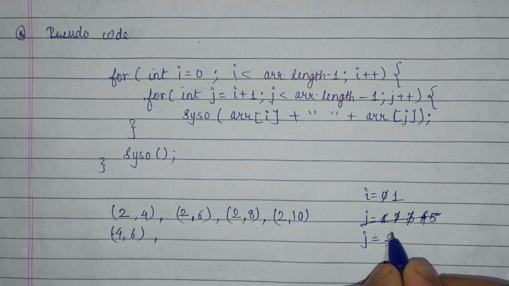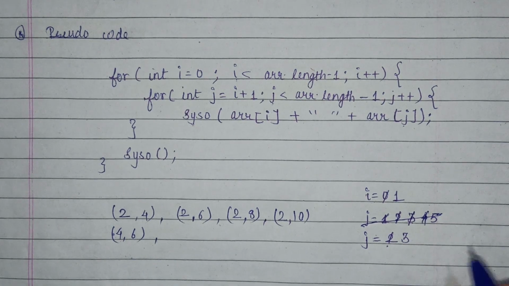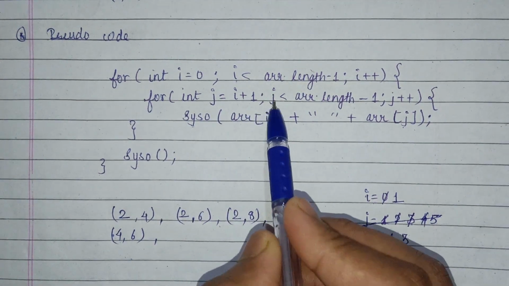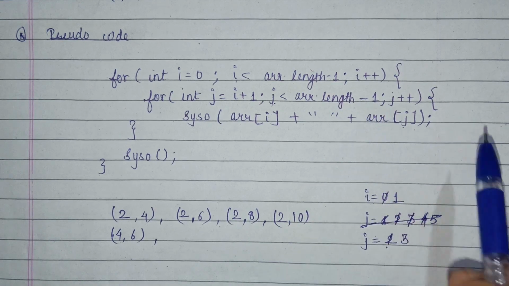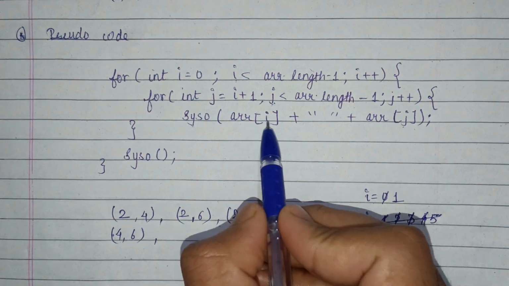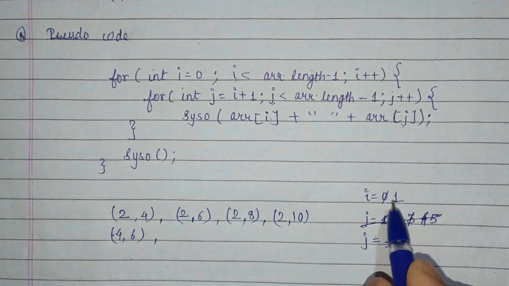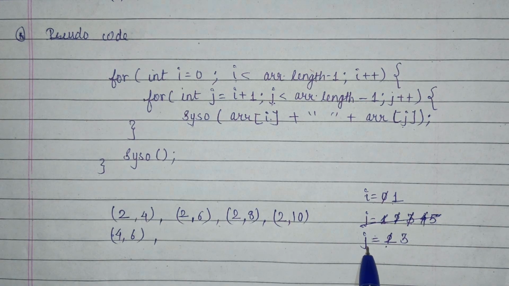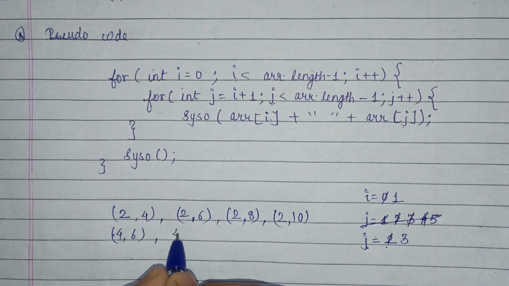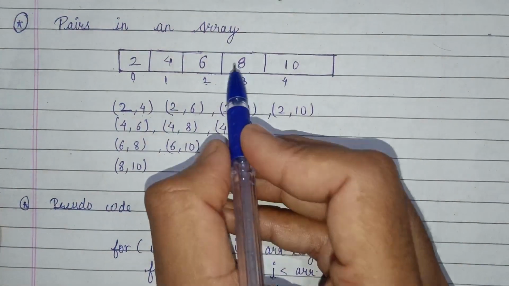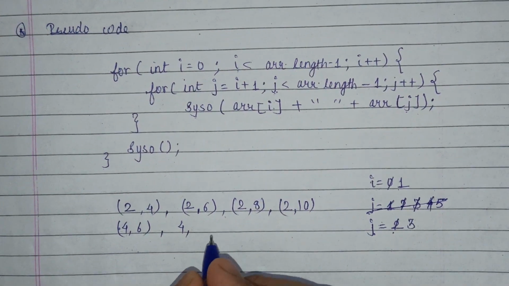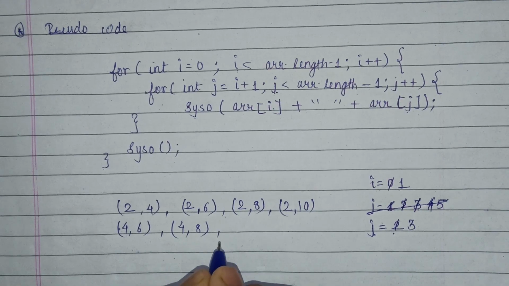Now j value gets updated. J value has become 3 and it will check the condition. Is 3 less than array length? Obviously true, and it will print array of i and array of j. Array of i is 1 and array of j is 3. Array of 1 is 4 and array of 3 is 8. So here array of 3 is 8.